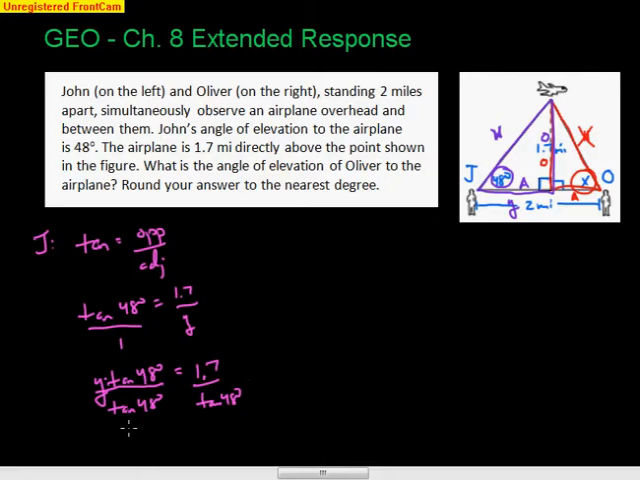When you take 1.7 divided by the tangent of 48, you get 1.53. I'm going to go 2 decimals just to try to be more accurate. And that'd be in miles. So what I've done here is I've found this length. This y is 1.53, and I'll put it very small right here, 1.53. So now, this is Oliver's triangle. To find the adjacent side in that triangle, I'm going to take 2, which is the distance all the way across, minus 1.53. When you do this, the adjacent side comes out to be 0.47 miles. That is this adjacent side.